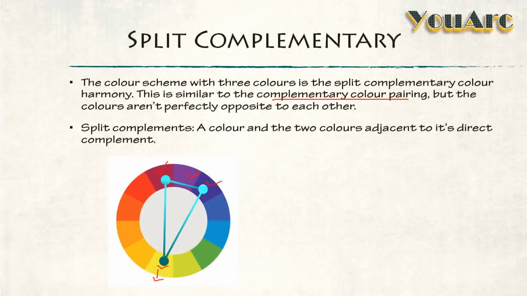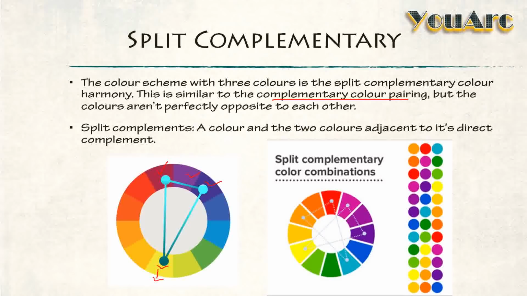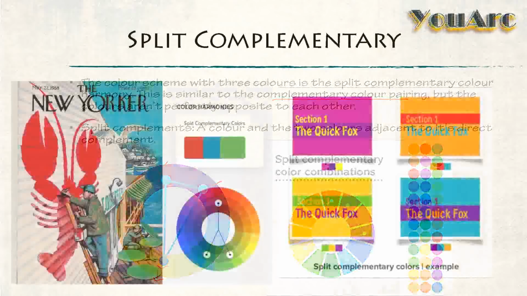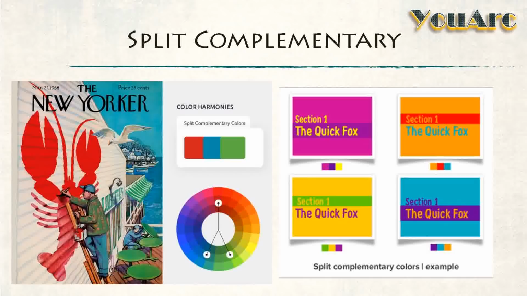Hope you understood what is split complementary color combination, right? Moving on to the next combinations. So I have given a few examples of split complementary color combinations. Just go through this. This will help you in exams as well. So examples of split complementary colors, as this poster suggests, as it is giving three colors, right? So this three color combination is our split complementary combination.